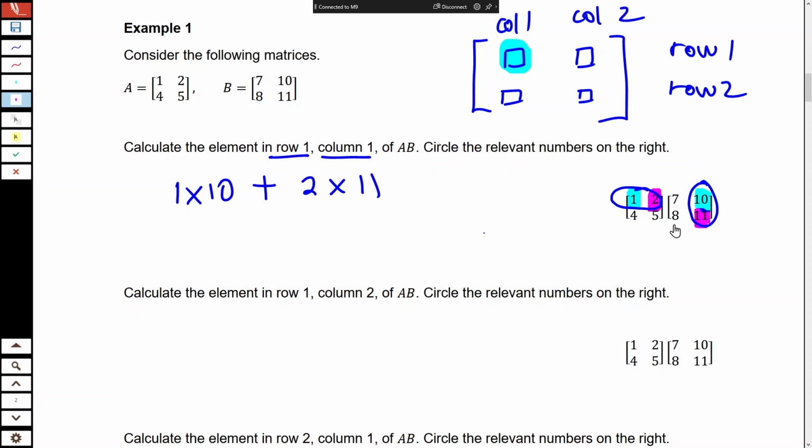in each. Yes, Casey? How come column one's on the right hand side? It should not be. Thank you. Yeah, column 1 is this one. Apologies. Thanks. Yeah, so 1 times 7 plus 2 times 8.